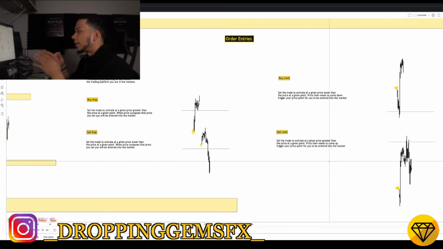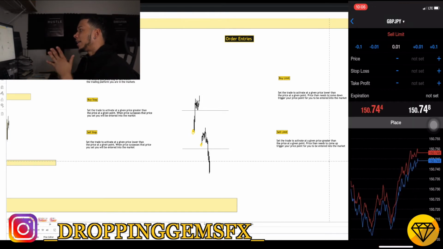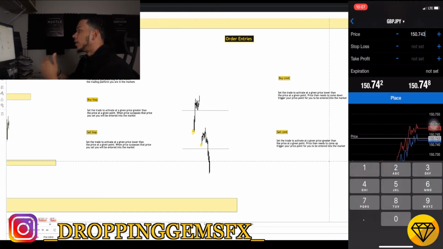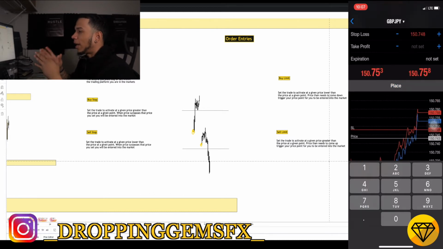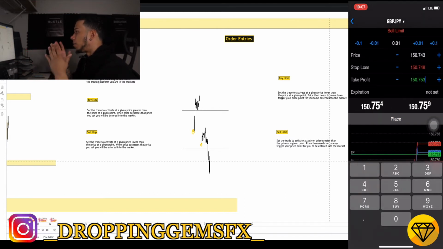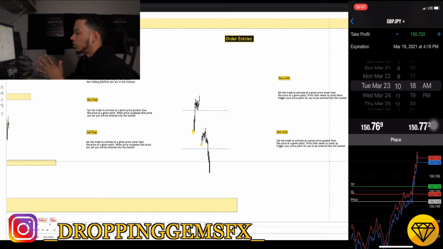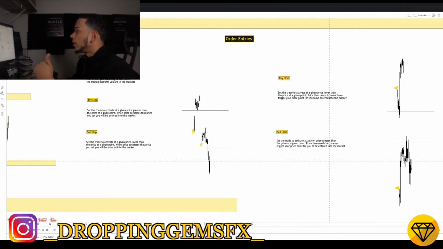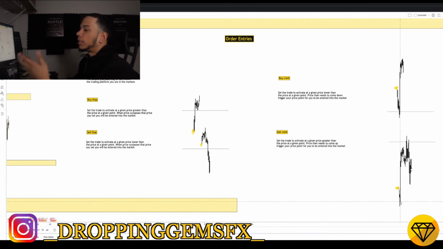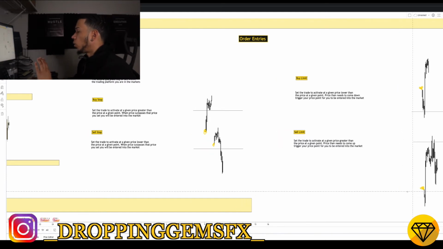So a sell limit is when you set the trade to activate at a given price greater than the price at a given point. I know this is confusing. Bear with me. So price then needs to come up and trigger your price point for you to be entered into the market, okay? Again, similar to the scenarios you would use a buy limit in, it may be to come and retest resistance, maybe to come and retest a breakout of a pattern, maybe to come and retest consolidation, right? That is when you would use this order type, right?